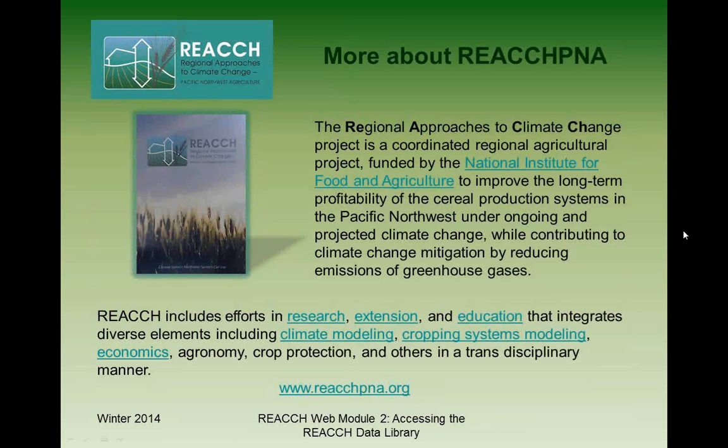The Regional Approaches to Climate Change is a coordinated regional agricultural project that's funded by the USDA's National Institute of Food and Agriculture to improve the long-term profitability of cereal production systems in the Pacific Northwest, with a particular emphasis on climate change. REACCH includes efforts in research, extension, and education, and you can find out more information about our project at REACCHPNA.org.